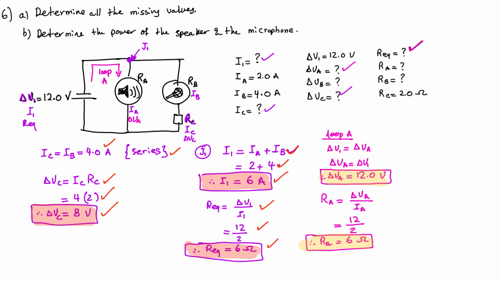Another check mark. Our A is found. I'm almost done. I almost have everything. I just need delta VB and RB, and then I need the powers. But the powers, once I have all the information, is going to be very easy to find. So now that I've already dealt with loop A, I only have loop B left. That's the only other information that I can use.